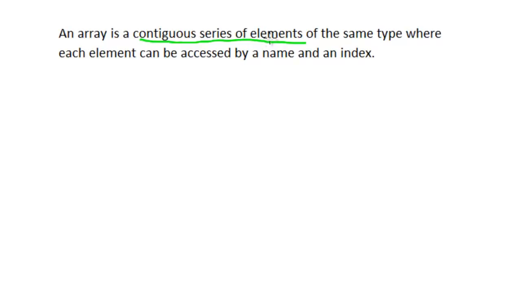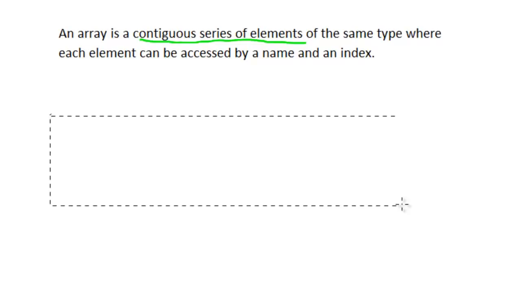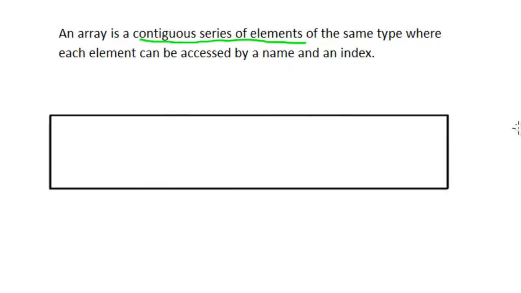When we say element here, we just mean a cell, a box. So I'm going to draw an array here, and I'm going to use a different color. So we have this array, and in this array, we have 5 elements. So we have 1, 2, 3, 4, and 5. So this is our 5-element array.